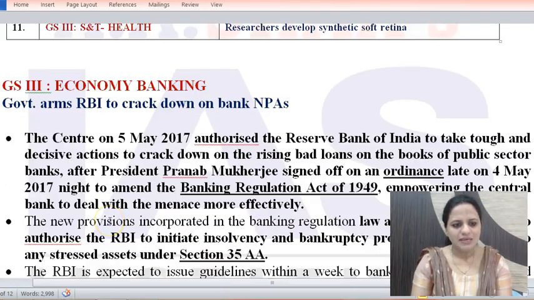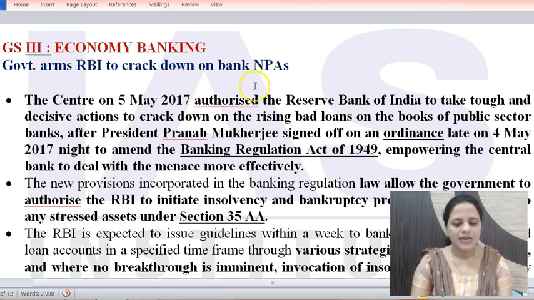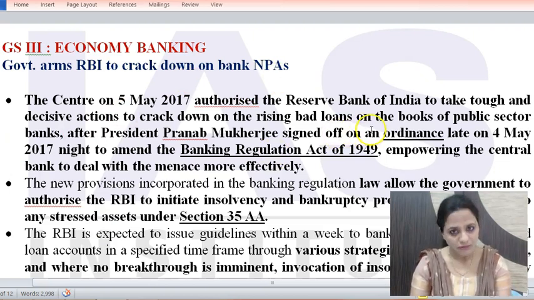The first one: government arms RBI to crack down on bank NPAs. So this is a very important news which has come up today. We have discussed this earlier too. The government had hinted that they are going to move an ordinance to empower the RBI to look into the non-performing assets issue. So this has been done now. The ordinance has been signed off by the president.